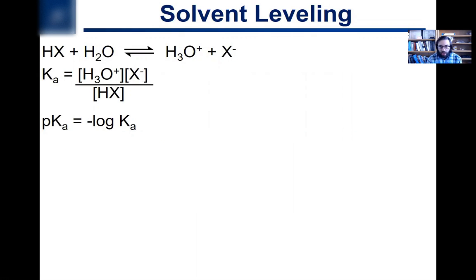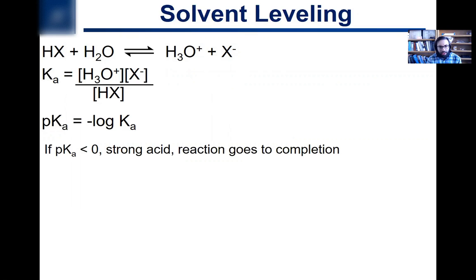So in order to dive deeper into these concepts, we have to introduce something called solvent leveling. Let's go back to some basics here. We have a generic acid, HX, reacting with water to make hydronium and X minus. We write the equilibrium expression for this, the Ka, and we know the pKa is the negative log of the Ka. And we've been saying that if the pKa is pretty small, less than 0, let's say, that's a strong acid. And this is true. The reaction is essentially going to completion. If you have a pKa of less than 0, a Ka of 1 or greater, essentially you can rewrite this and get rid of the equilibrium expression and just have a straight arrow here.